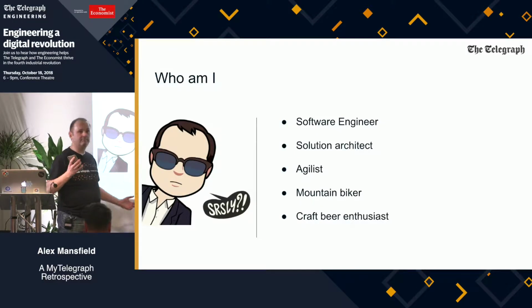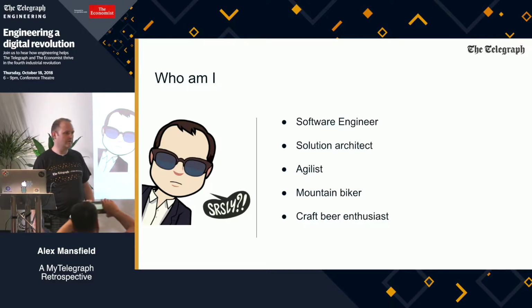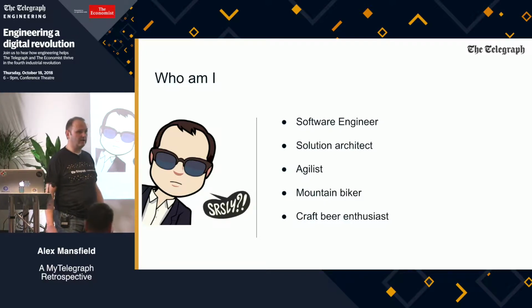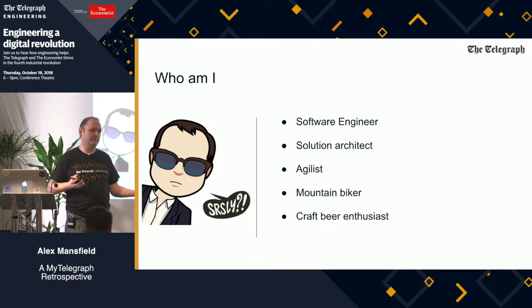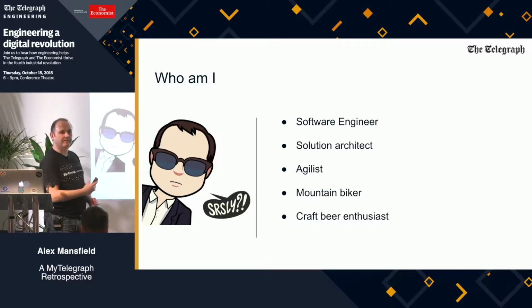So, who am I? My name's Alex. I'm a solution architect. I've been a software engineer for longer than I care to remember. I've been a solution architect for about half of that time. I'm an agilist at heart. I believe that you've got to deliver business value in order to be valuable to your company. It might not look like it, but I'm a mountain biker, and it certainly does look like it. I'm a craft beer enthusiast.